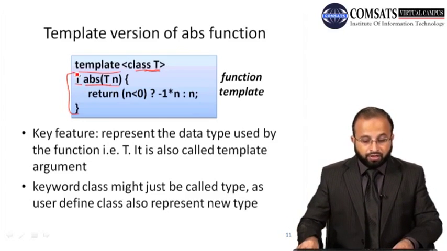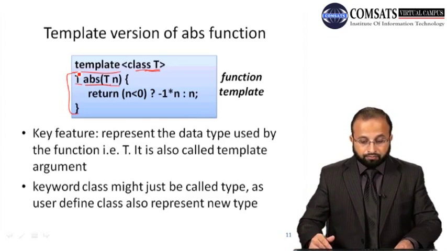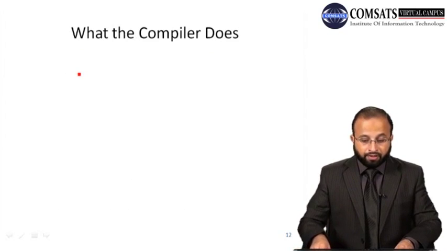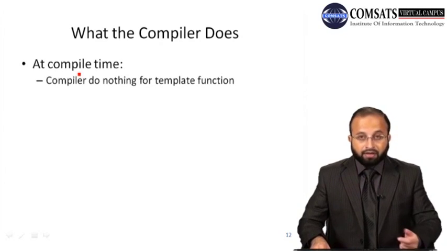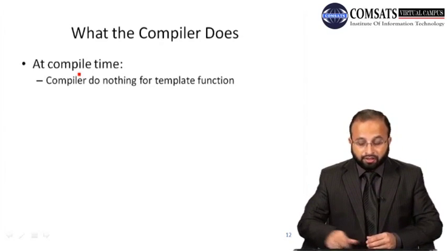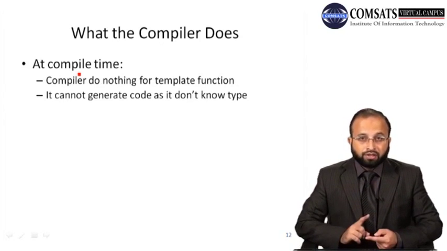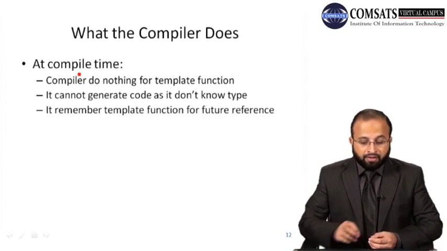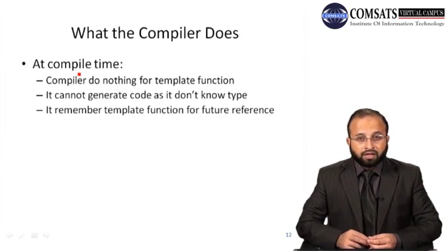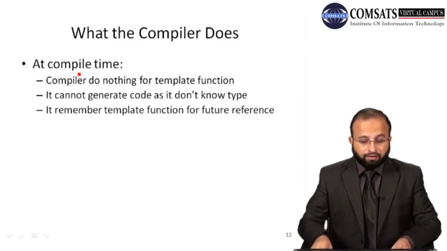ठीक है? So इस function को लेगा और इसको int value से replace कर देगा जहाँ पर t आ रहा है, and then it executes that function, right? So that is the template version of that function. So what the compiler does at compile time, the compiler does nothing, it just ignores the template function. It cannot generate the source code as it doesn't know the type. So source code template function का generate नहीं किया जाता because it won't know the type of that function. So it remembers the template function for the future reference, कि कब उस function को call किया जाएगा और तब वो उसे instantiate करेगा एक नया function.